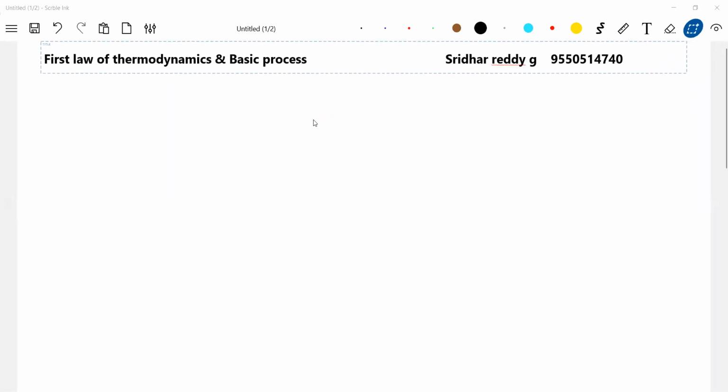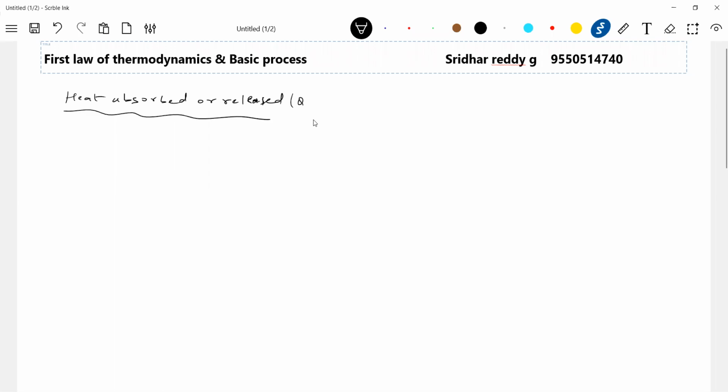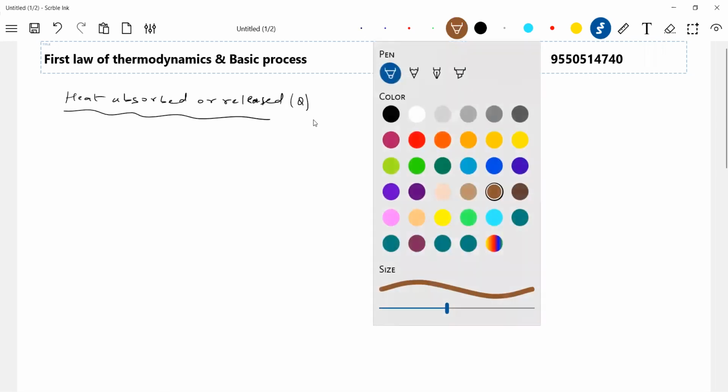Okay, we'll begin now. The first law of thermodynamics and basic process. Before getting into the first law, we'll discuss the terms we are going to come across here. First, let me start with the heat absorbed or released, or better, you can say heat exchange. The symbol we use will be Q. Already we know some calorimetry.